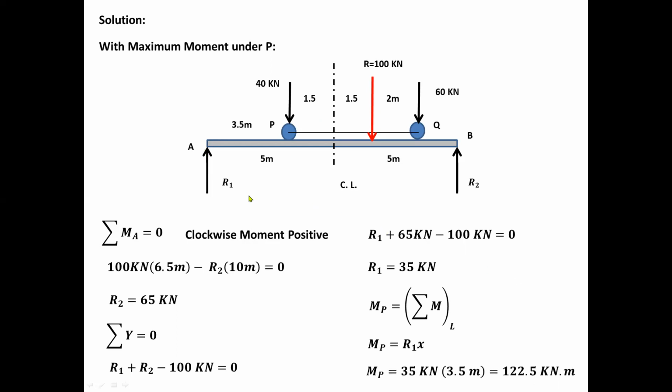MP is equal to 35 kilonewtons, dahil ang R sub 1 natin is 35 kilonewtons at ang X natin is equal to 3.5. Okay? So MP now is 122.5 kilonewton-meters. So let us proceed with maximum moment under point Q naman tayo ngayon. Again, i-draw natin ang ating figure.